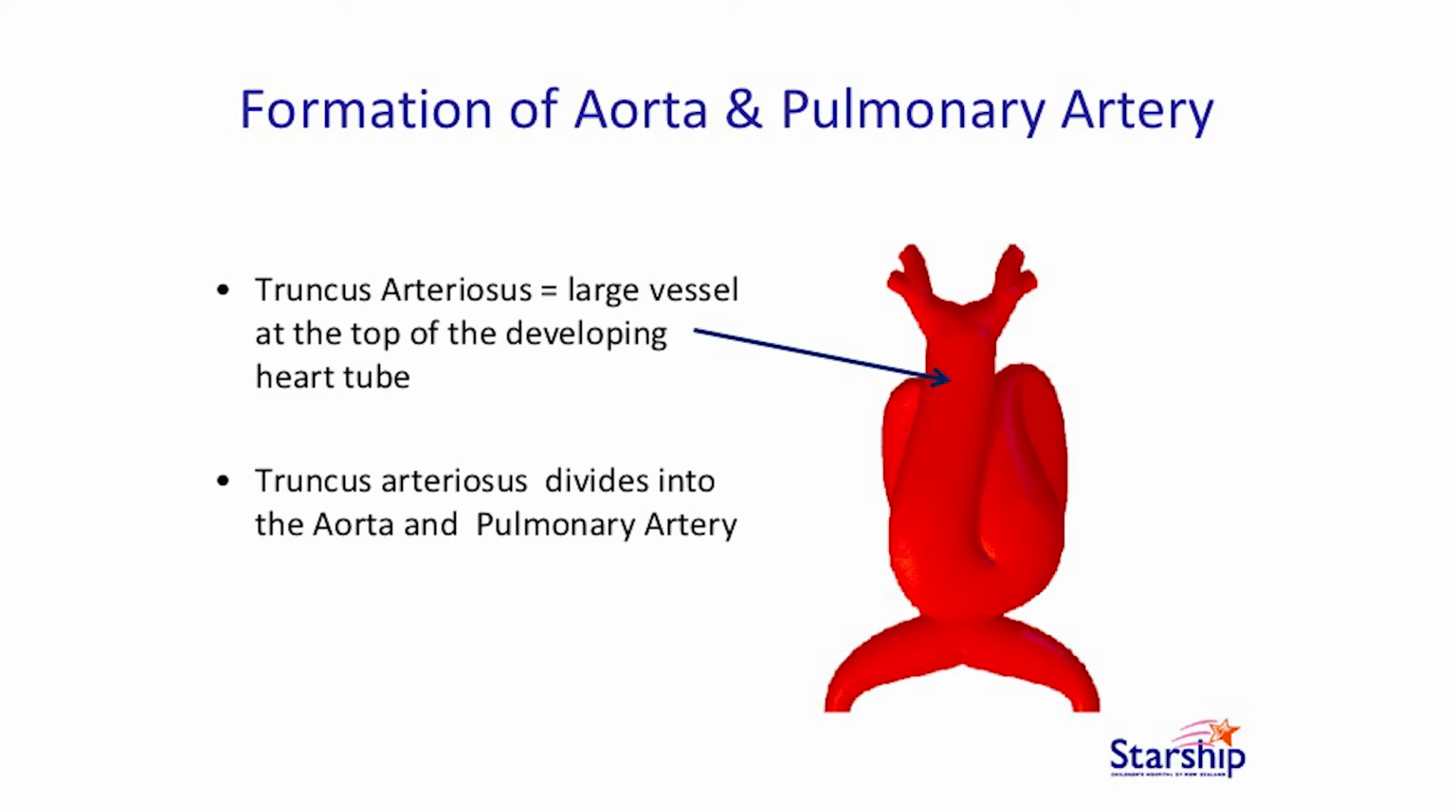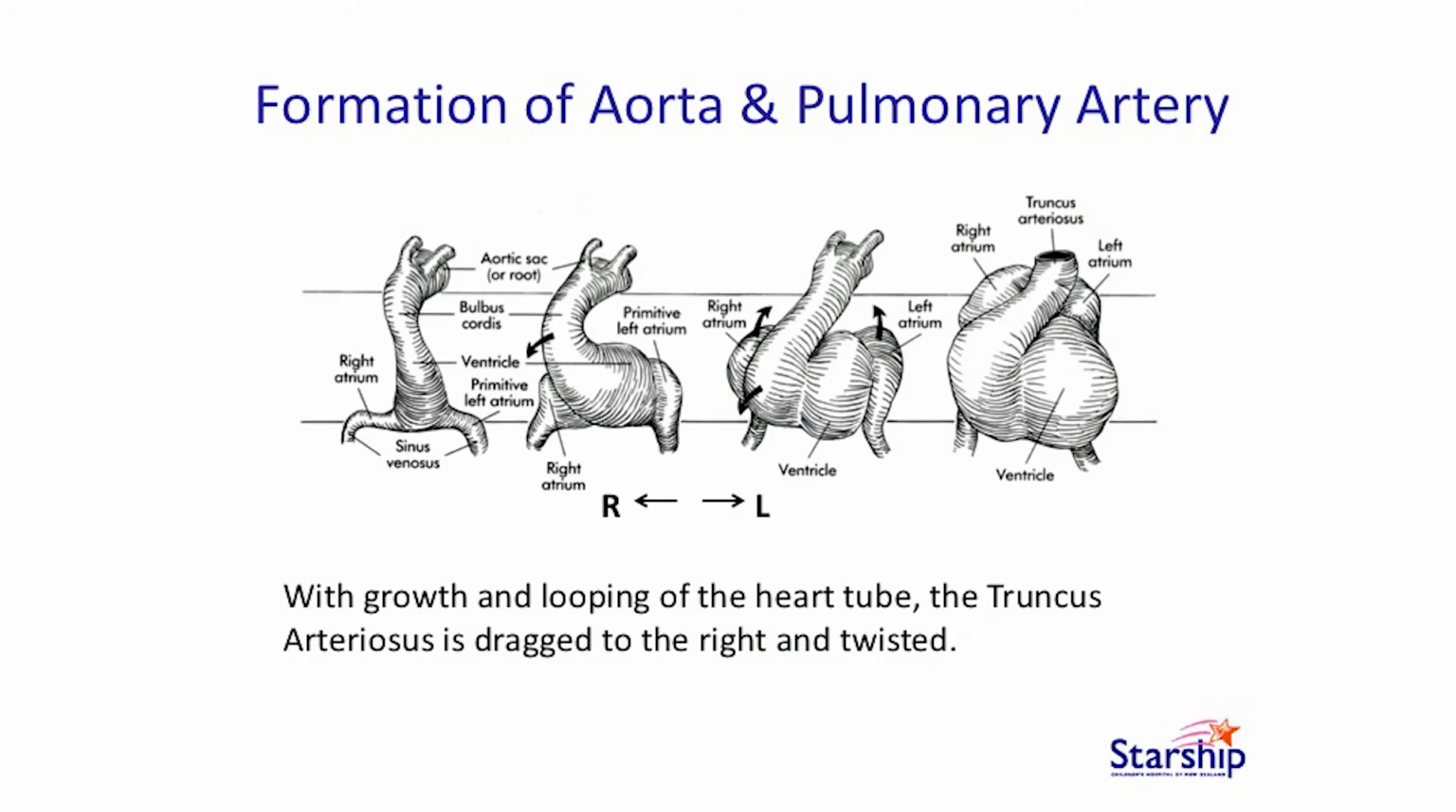Now backing up a bit, we're going to talk about the formation of the aorta and pulmonary artery. And remember we had the truncus arteriosus, which was the large vessel coming out the top of the heart, and it's this truncus that divides to form the aorta and pulmonary artery. So we go back to this picture. I know you love it.